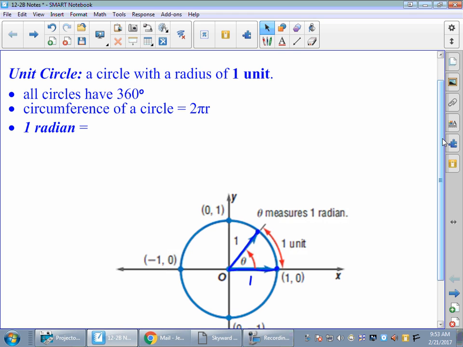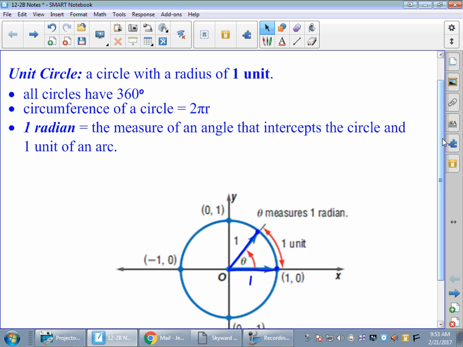When we talk about measuring the circumference of a circle, we're talking about the distance around the outside. So degrees are inside measurements, and circumference is on the outside. 1 radian is the measure of that angle that intercepts a circle in 1 unit of an arc. So we talked about taking the radius, moving it along that circle, and you get that 1 unit.